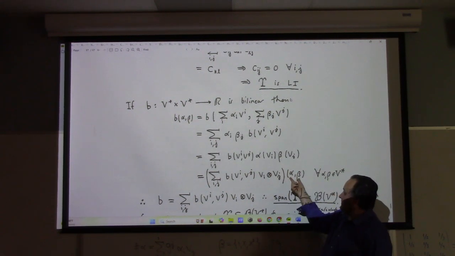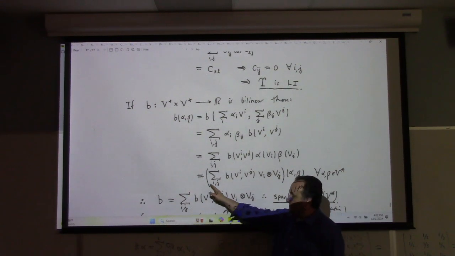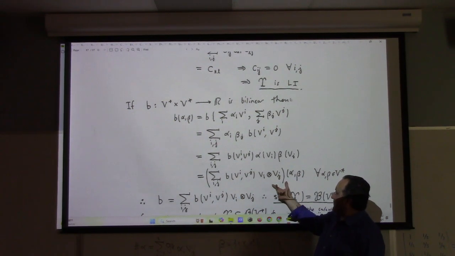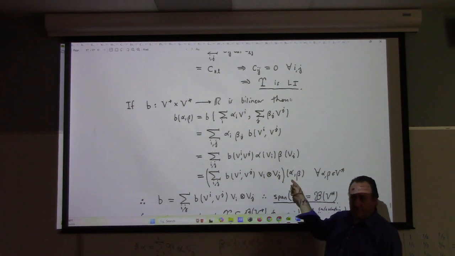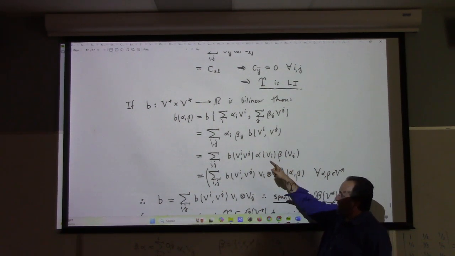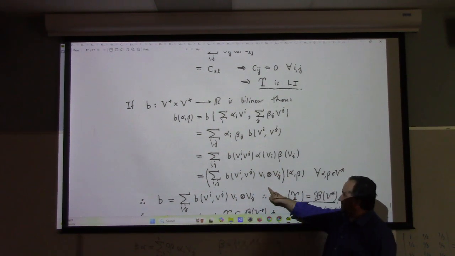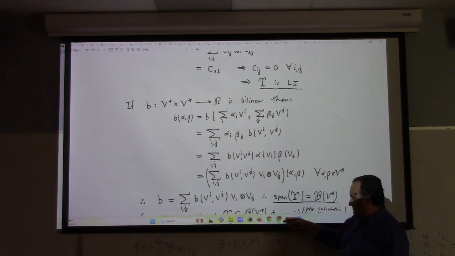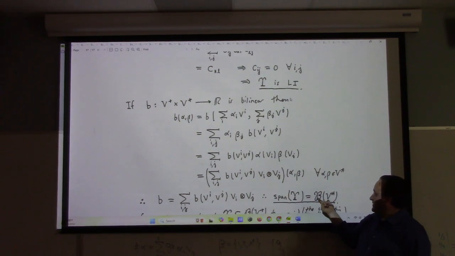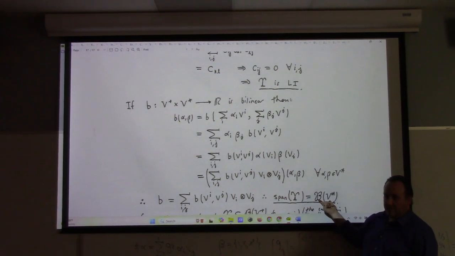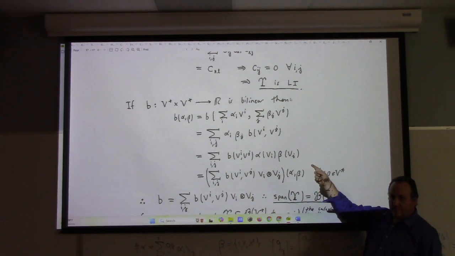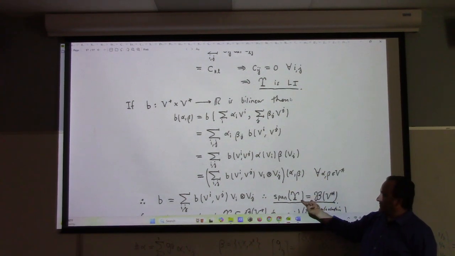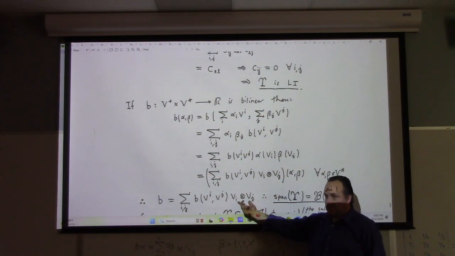So I can pull that out. Then I've got this map, right? This sum of these maps acting on this is equal to all that. But this and that hold for arbitrary alpha and beta, which shows you that B is actually equal to all this, which shows us that the span of upsilon is the whole kit and caboodle, right? It's everything. I took an arbitrary bilinear form on the dual space, and I showed that you can build any one of those from a span of these gadgets, right?